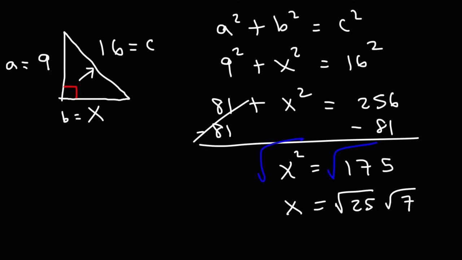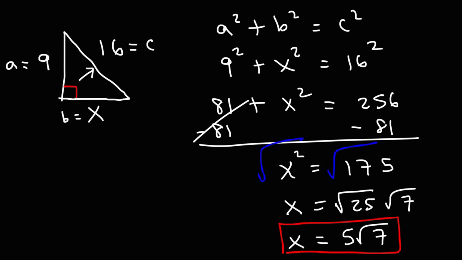Now the square root of 25 is 5. So this is the final answer in its exact form. So x is equal to 5 square root 7.